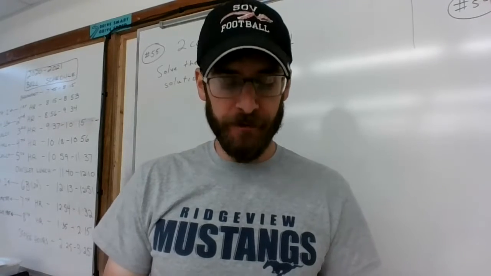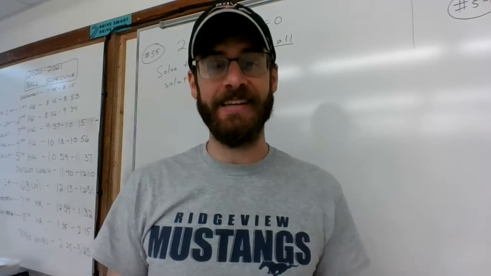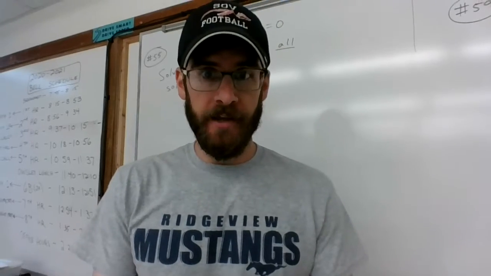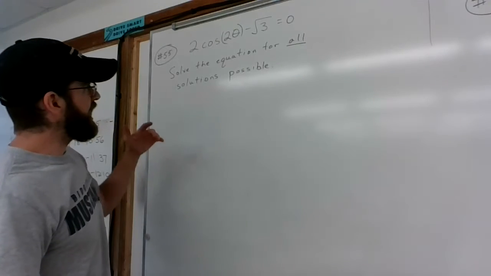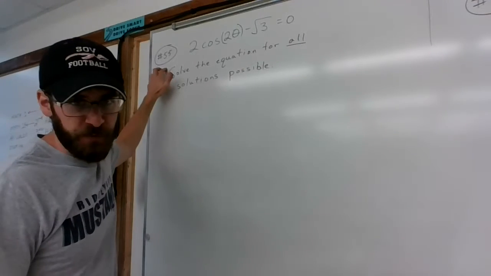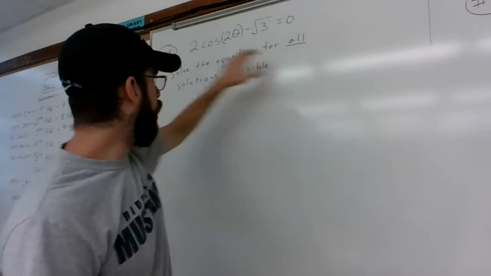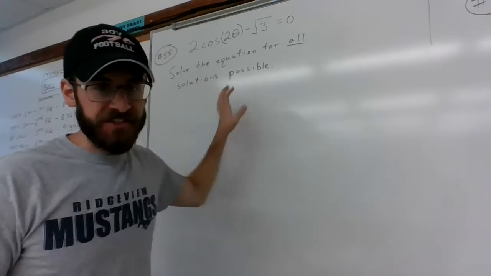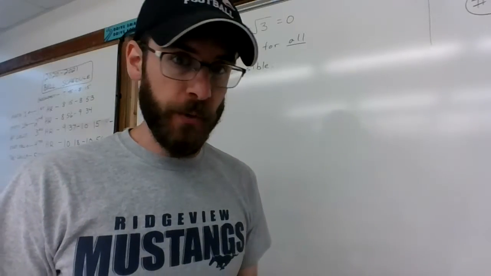This is video 3 for trig proof and solving trig equations, section 1.3, lesson 3. All right, so this is one all about the threes, it seems. Okay, so the first task here, number 55 in the textbook, read the directions. They're basically stating solve the equation for all the solutions possible. That's going to be very different from solving them with just solutions between 0 and 2 pi.